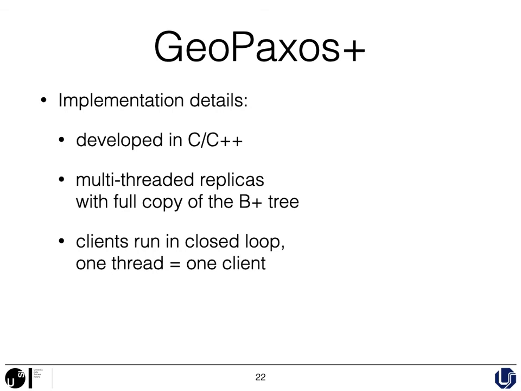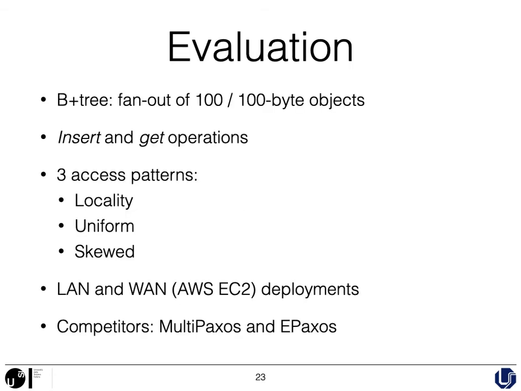We developed our prototype in C++. We have multi-threaded replicas with full copy of this B+ tree, and clients run in a closed loop with 1 client per thread. Our B+ tree has a fanout of 100. This means that each tree node can have up to 100 keys, and in the leaves of our B+ tree we have 100 byte objects. We consider insert and get operations, and we also consider 3 access patterns.